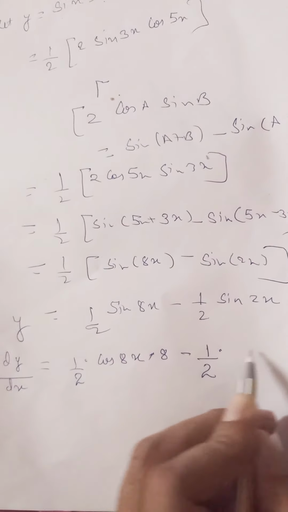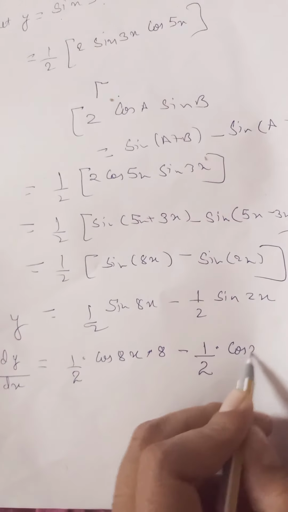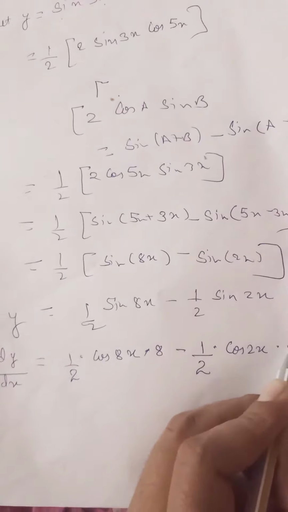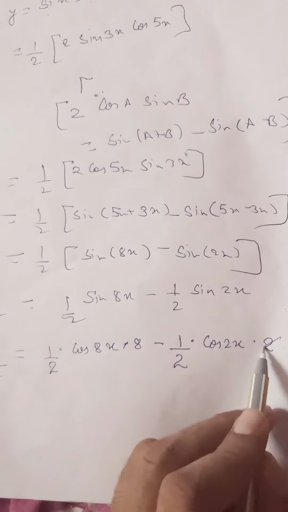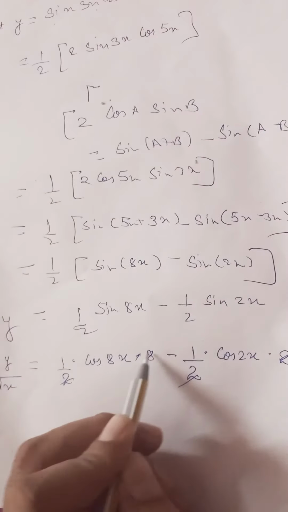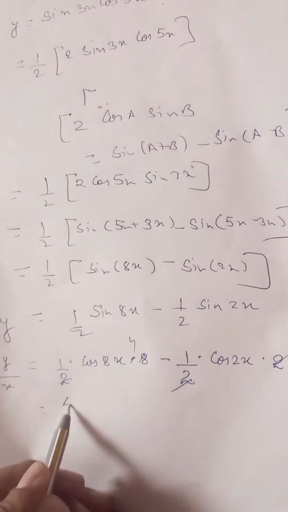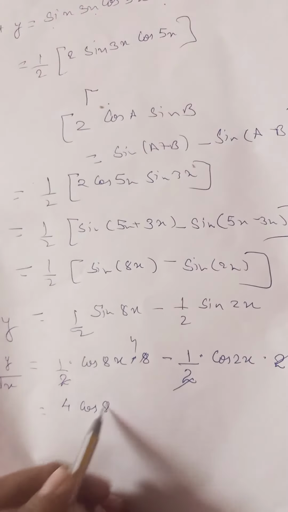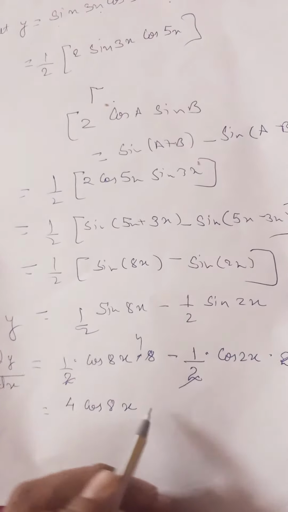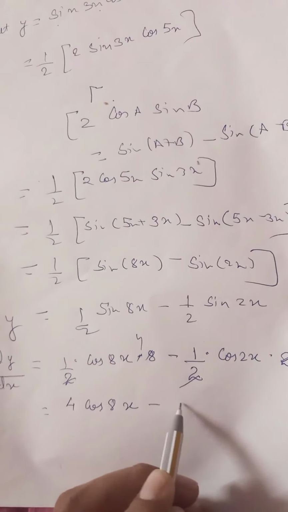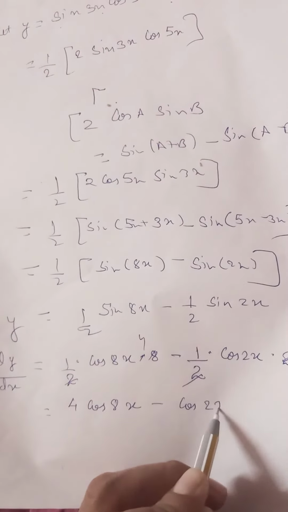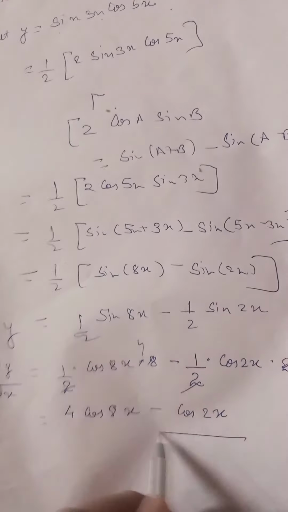Sine 2x will give cos 2x into 2. So cut this, 2 and 4. So it will be 4 cos 8x minus cos 2x. This is the required answer.